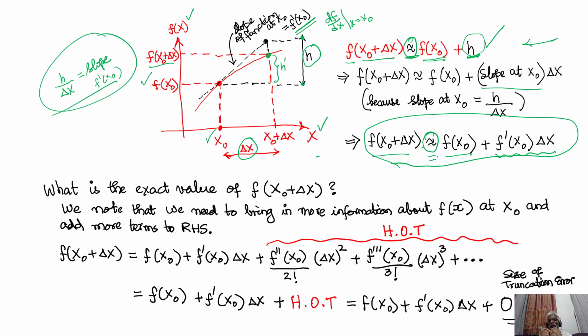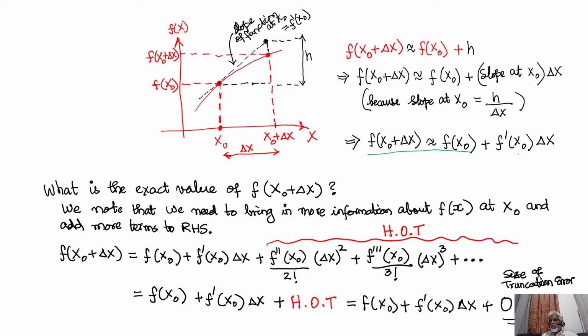That means if you're not wandering too much from x naught, if you're wandering by very little, then this will become from approximately equal, it will become more and more exactly equal. All right. So for small delta x, this becomes more like equal to. For significant delta x, we have to put this approximately equal to sign. So this is the central idea to what we are going to do later. Let us keep this approximation in mind.